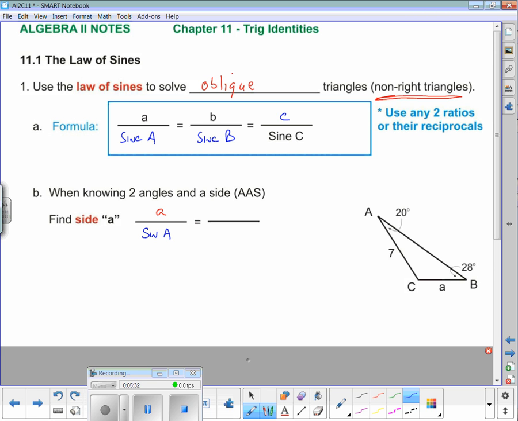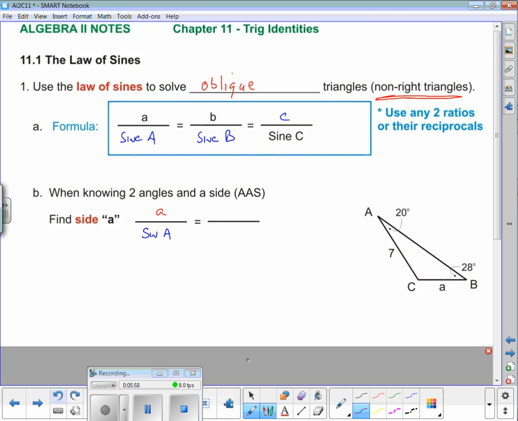Well, remember, I have two choices. If you look at the formula, I can use this one or I can use this one. However, in reality, I'll only be able to use one of them. I simply have to look at my triangle and decide, do I know side B and the angle B? If I do, I'll use it. Or do I know side C and the angle of C? Then I'll use it.